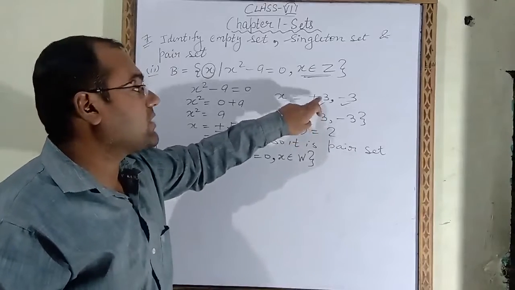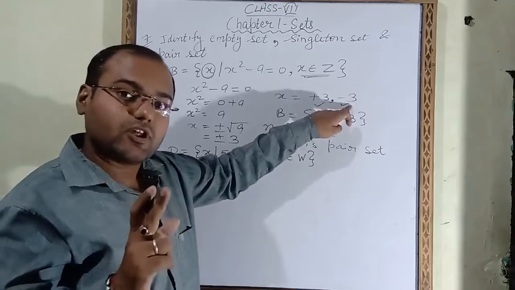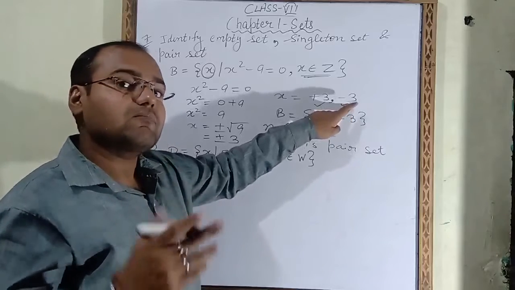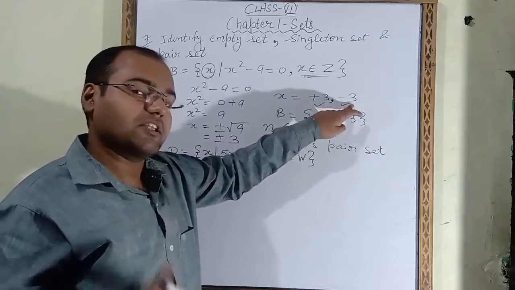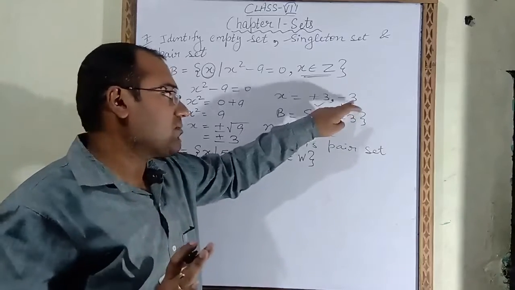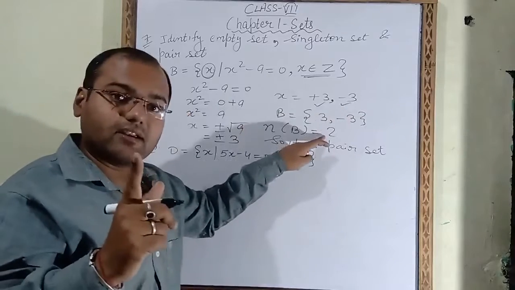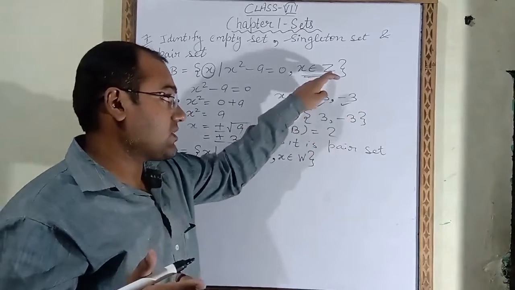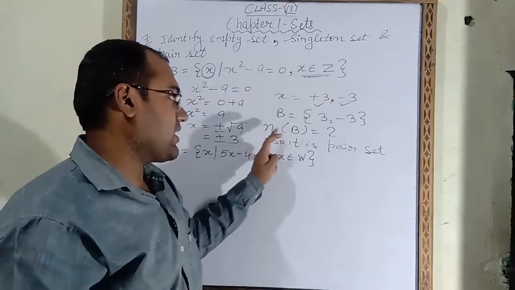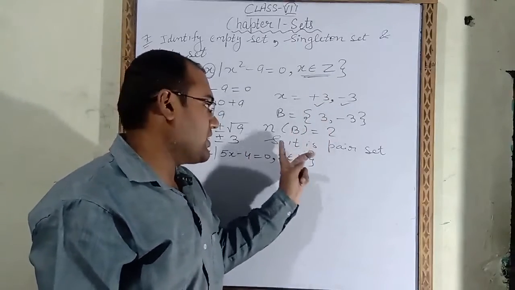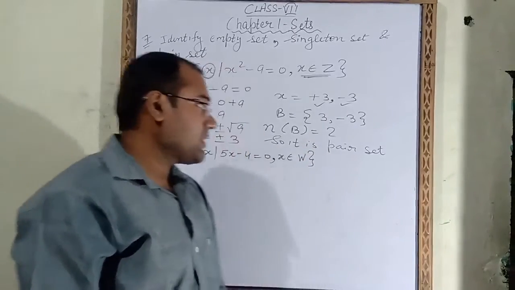Which value? Plus 3. We will not take this minus value, because in the natural numbers we have to take only positive numbers starting from 1. So this is the negative number. In that case we have to leave this minus 3. So cardinal number of B will be 1, when we take natural numbers. So this set B will be called a singleton set.